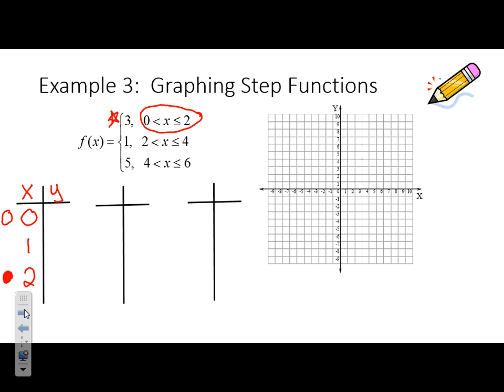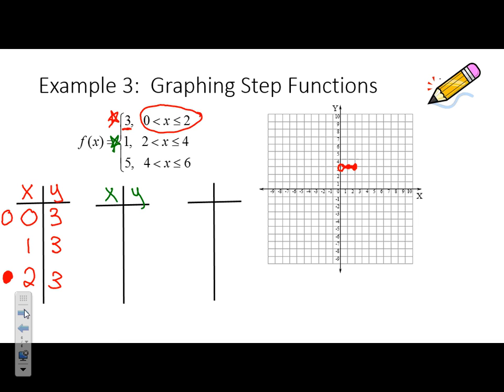So if I fill this in, all of my y values are going to be the same because it's just 3. So 3, 3, 3. Now when I graph this one, I'm going to go to 0, 3. Has to be an open circle. Then 1, 3, and 2, 3. 2, 3, it's closed. So there's my line.